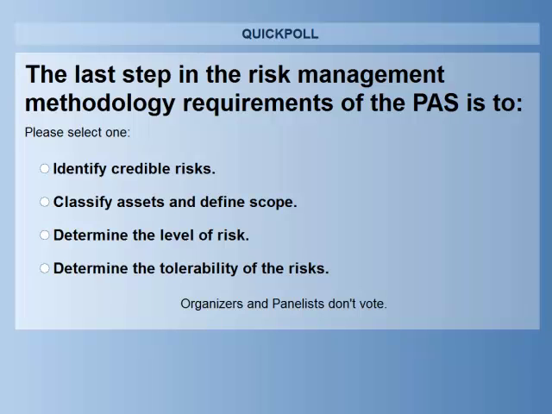The last step in the risk management methodology requirement of the PAS is to identify credible risks, classify assets and define scope, determine the level of risk, determine the tolerability of the risk.